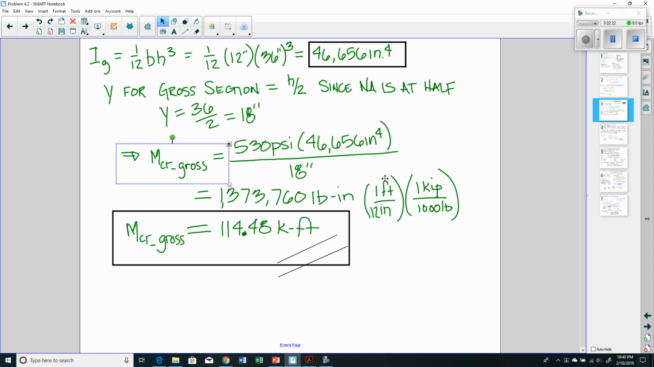Make sure that you keep track of your units. It starts out in 530 psi, so we're in pounds per square inch times inches to the fourth over inches, which leaves us with pound inches. Convert to feet and kips. So our cracking moment using our gross section properties is equal to essentially 115 kip feet.